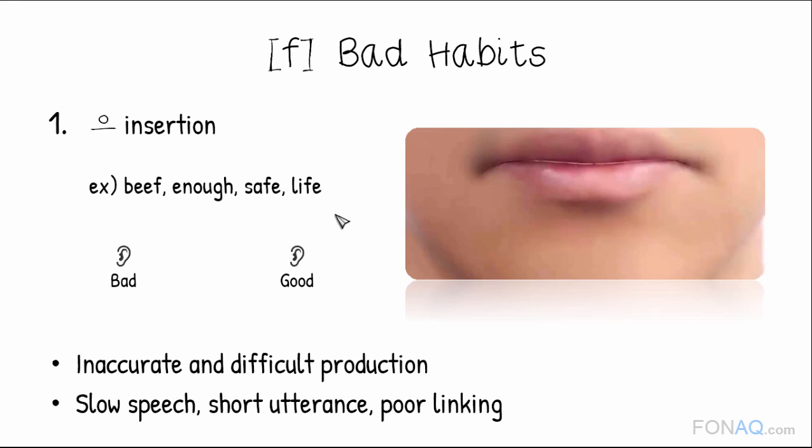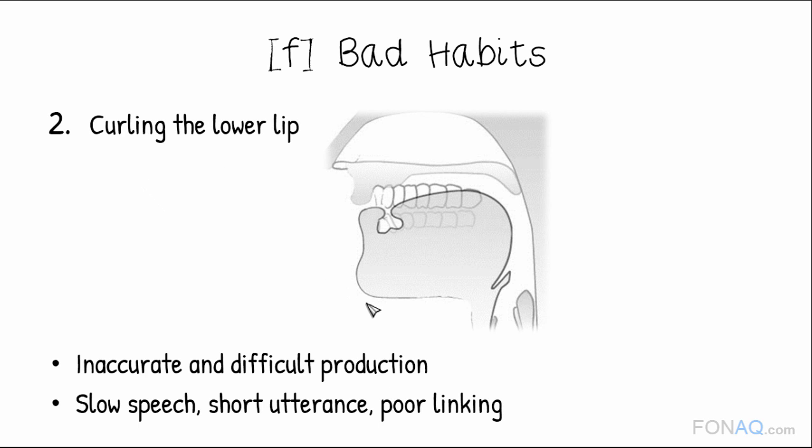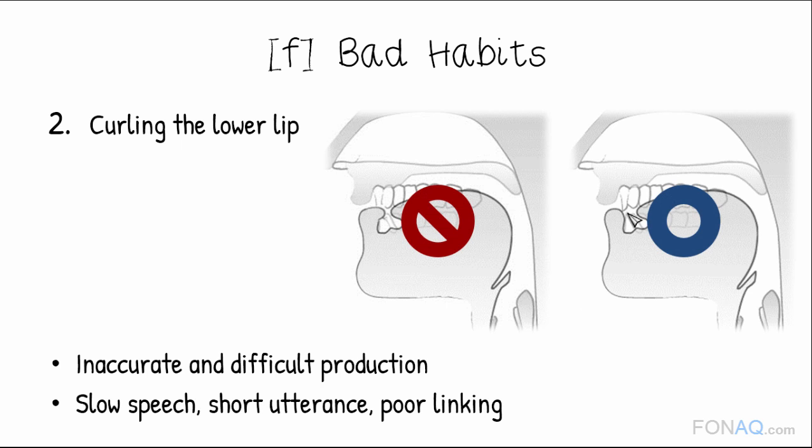The next 3 habits are related in a sense because if you do one of these, you're likely to do others as well. Let's start with number 2, curling the lower lip. As you can see in the picture, curling refers to pulling your lower lip between the teeth so that the outside of the lower lip is touching the upper teeth. You don't want to do this. It should be the inside of the lip that is touching the bottom of your upper teeth.